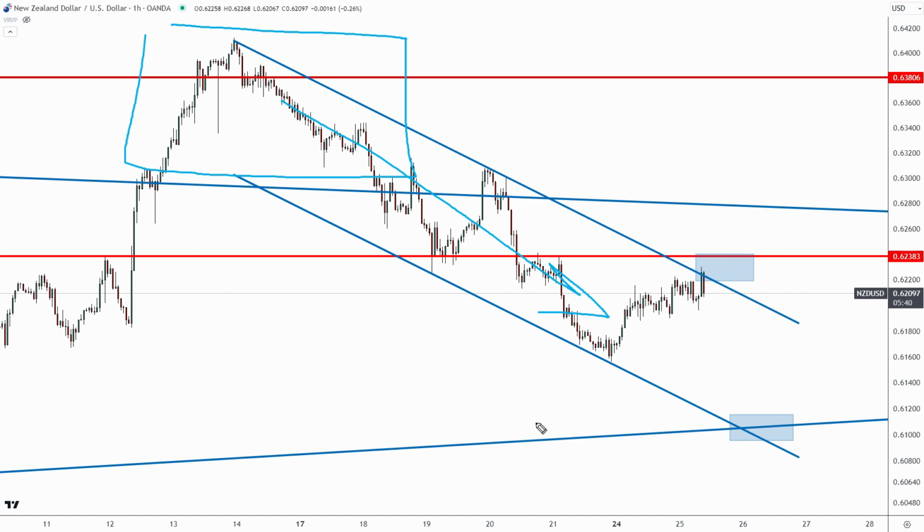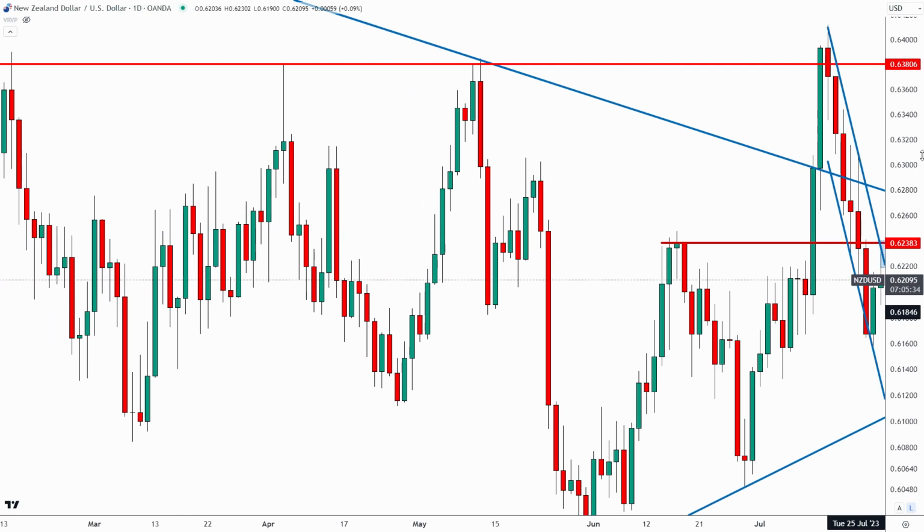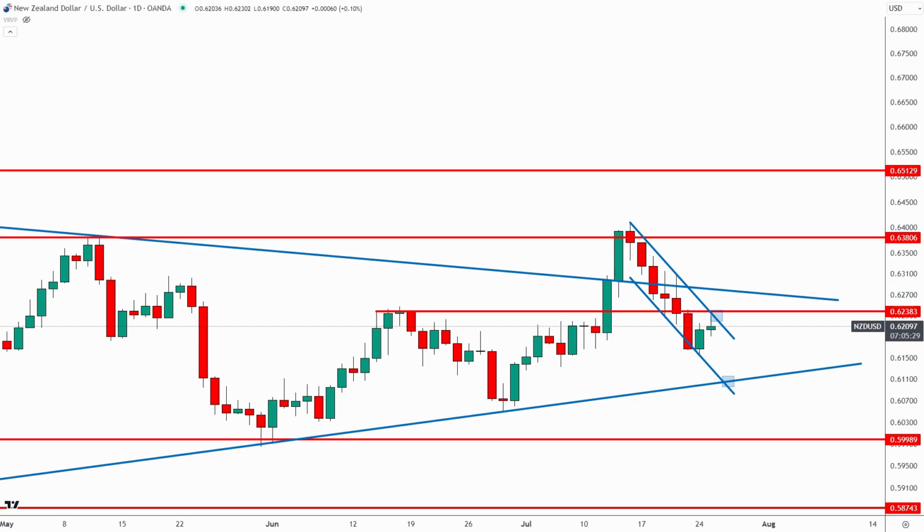Now, the invalidation for this would materialize on a close, not just above this horizontal at 62.40, but we would have to see the New Zealand dollar reclaim this trend line up here. Okay, so it would have to close back above 62.40 and then also that trend line where we got the fake out, right? Because as long as the market is below this, I favor shorting the market toward this area down here, because again, this up here was a fake out, and a lot of times you do get an extended move in the opposite direction following a fake out of this significance.